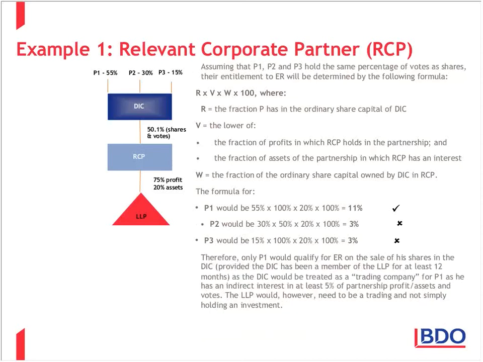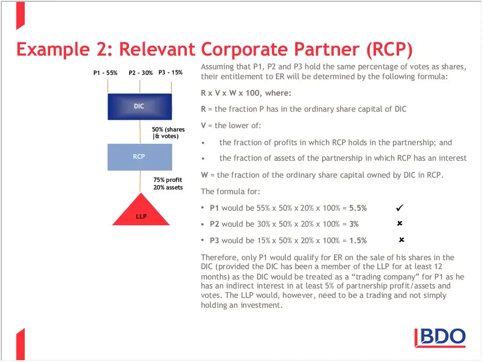And in the final example, the facts are the same as in the last example, but this time the direct interest company only holds 50% of the shares in the corporate partner, which means for the purposes of W, we are using the exact percentage rather than the deemed 100%. This means that only P1 would get through the gateway.